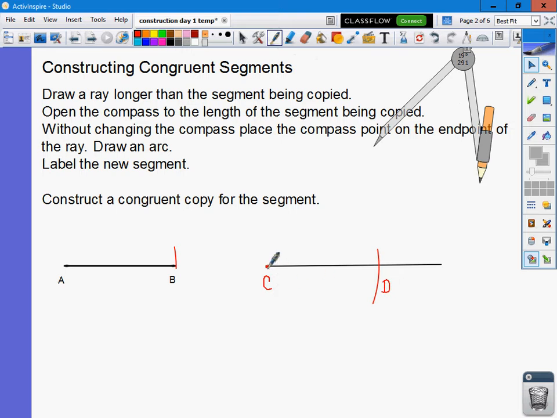And I'm going to label my new points C and D. So if I've done this correctly, I know that segment AB is exactly the same as segment CD. And just so that you can see, if I could magically pick it up and slide it over, what do you see? That the two line up exactly on the ends.